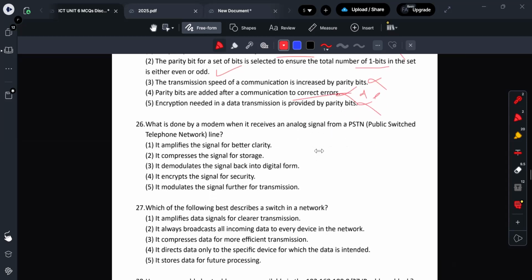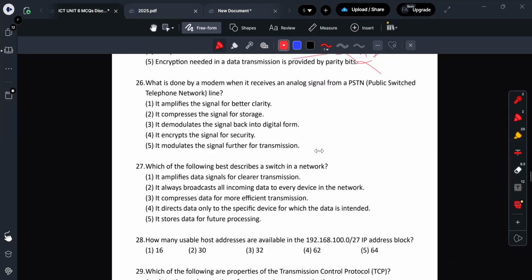Okay, then we have something called the public switch telephone network line. What is done by a modem when it receives an analog signal? That is what they are asking. So the word modem is a combination of two terms, modulator and demodulator. The MO of modulator and the DEM of demodulator, when you combine them you get the word modem. So what does it do? It bridges the gap between digital devices like computers and analog transmission mediums like traditional telephone networks or cables.